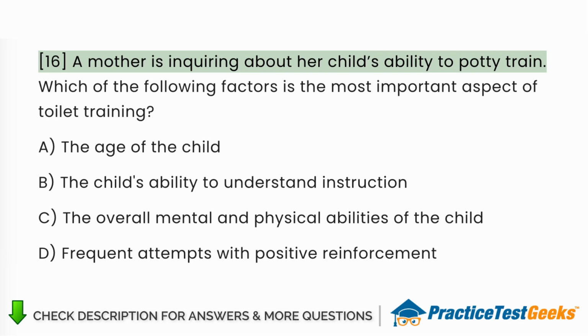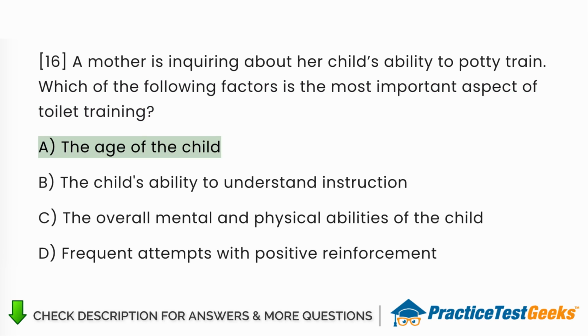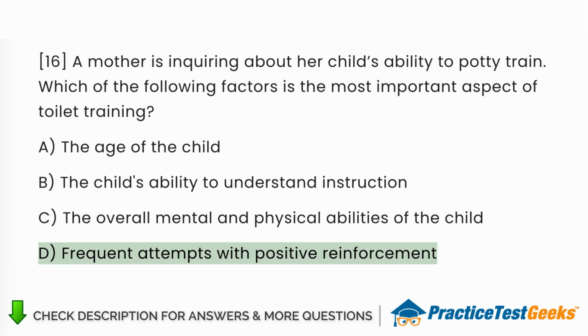A mother is inquiring about her child's ability to potty train. Which of the following factors is the most important aspect of toilet training? A. The age of the child. B. The child's ability to understand instruction. C. The overall mental and physical abilities of the child. D. Frequent attempts with positive reinforcement.